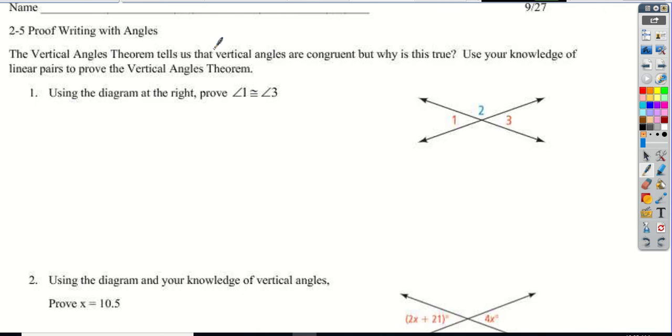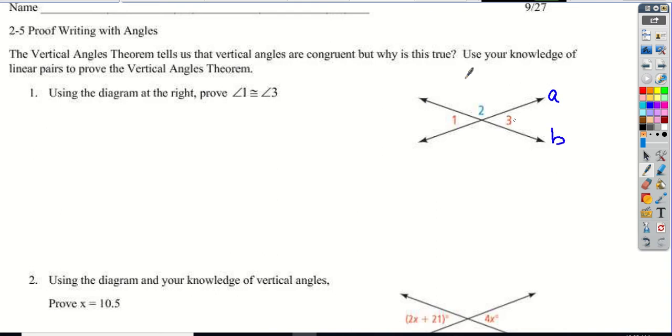So we want to prove, right, that these two vertical angles are equal. We want to show that angle 1 is definitely equal to angle 3. And so what we're going to do is name our lines. We're going to call this first line A and the second line B, okay?